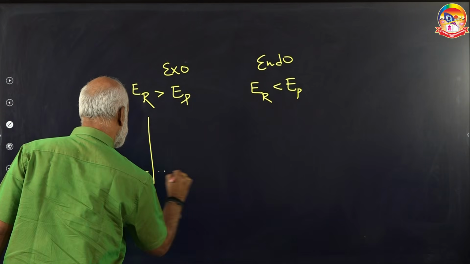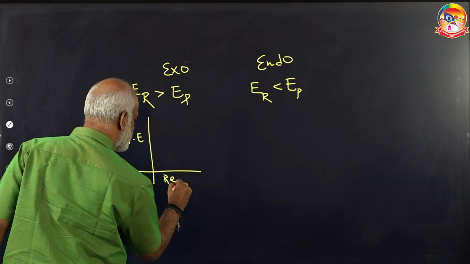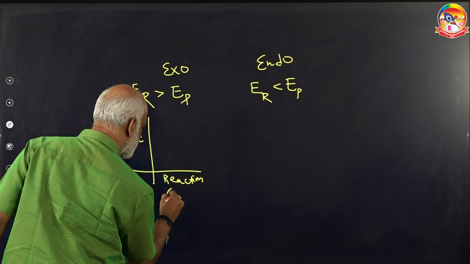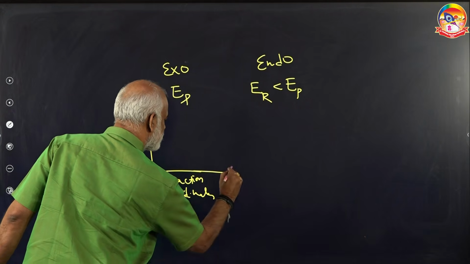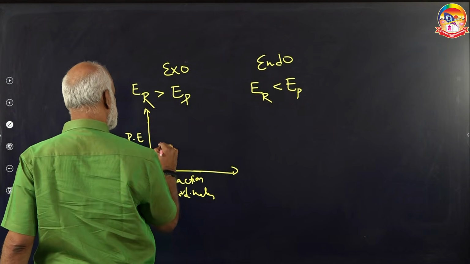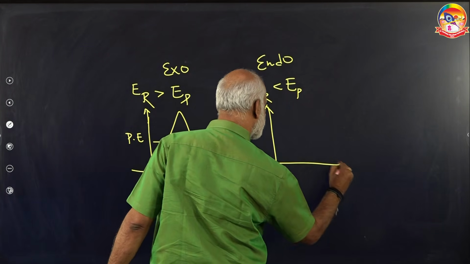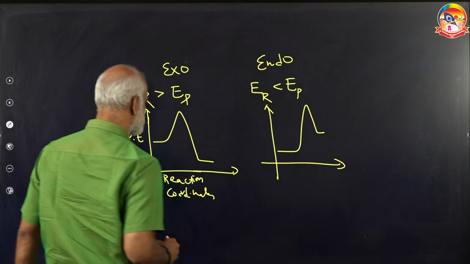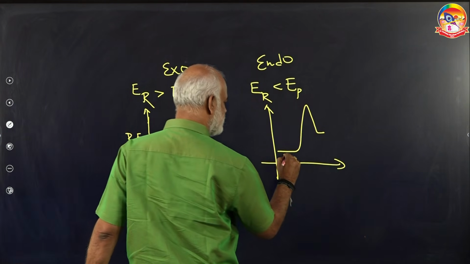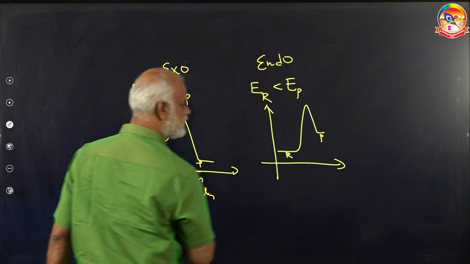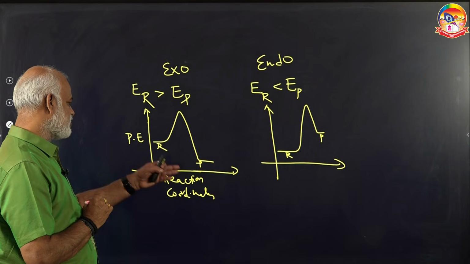For example, if anybody is giving you a potential energy versus reaction coordinate graph being drawn by you, for an exothermic reaction the graph will look like this. For an endothermic reaction, the graph looks like this. You can see this is the reactant energy, this is the product energy. This is the reactant energy, this is the product energy. This is called an energy profile, and a reaction is drawn here.